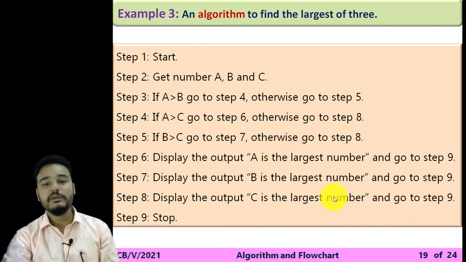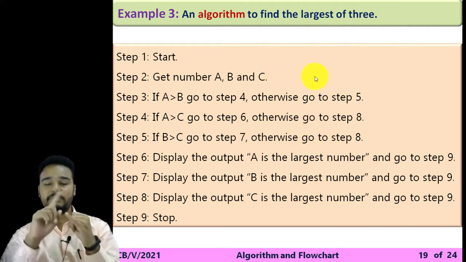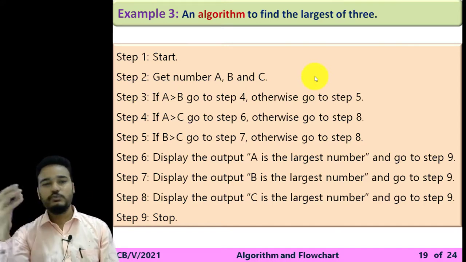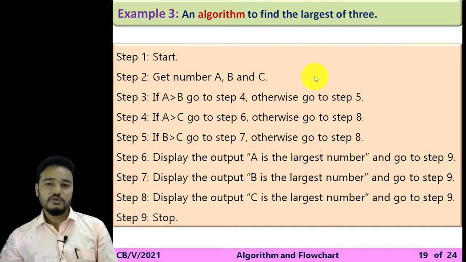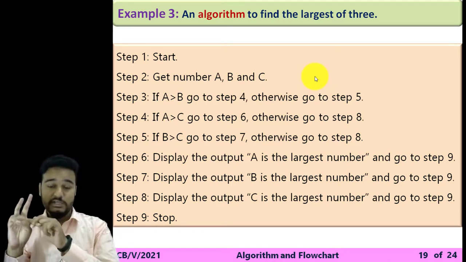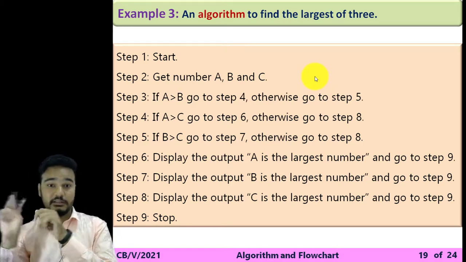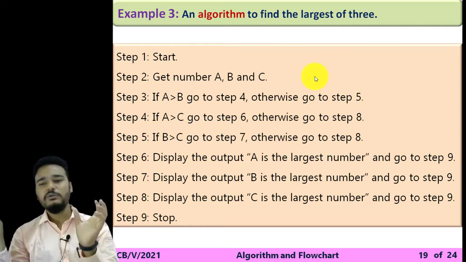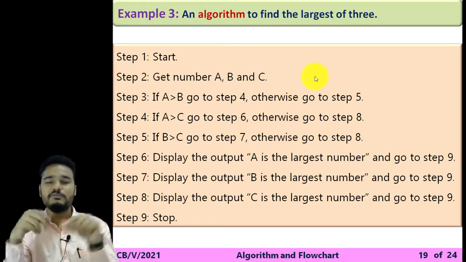So what we will do here? We will compare A with B, B with C. If A is greater than B, then B's value doesn't matter, so we set B aside. Then what do we compare A with? The remaining third number, C. And if A is also bigger than C, then what we'll do is directly print A as the greatest.